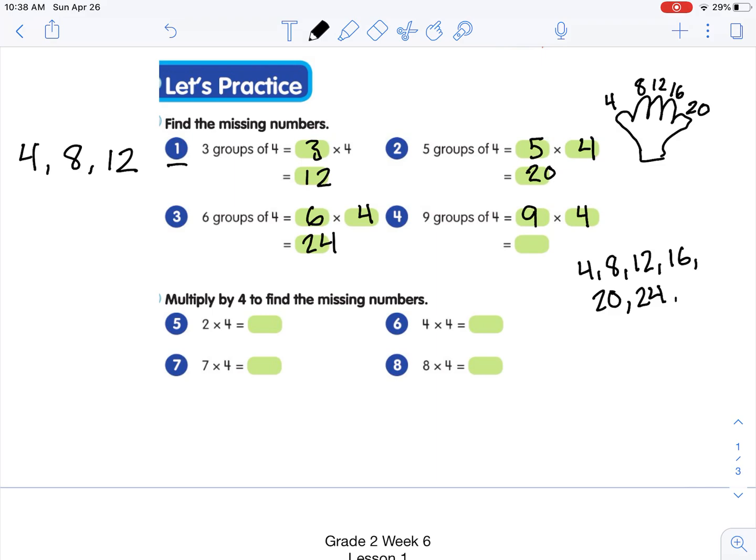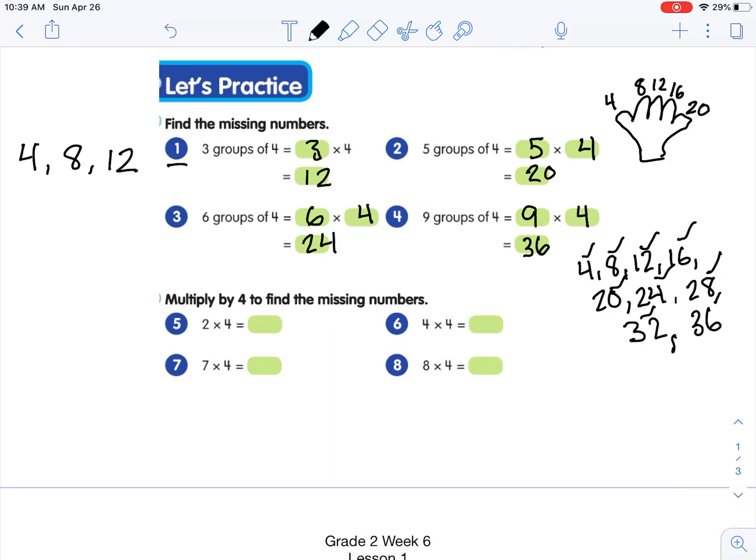I know I'm up to 6 now. Skip counting by 4 6 times. 24, 28, 32, or not 30, 32. Let's see, how many times have we done it? 1, 2, 3, 4, 5, 6, 7, 8. We have one more. 32 plus 4, 36.